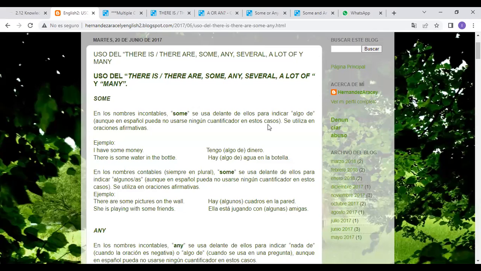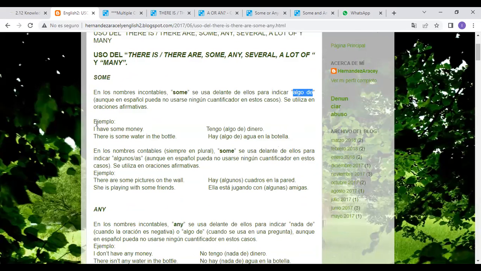So we have the first one, some. Some, in Spanish, you can translate it as algo de, okay? Algo de o algo. So they have many meanings. Now, for example, we have here, I have some money. Tengo algo de dinero. I have some money. So, guys, ¿cuándo vamos a utilizar some? En oraciones afirmativas, okay? Positive sentences. Solo para eso utilizamos some.